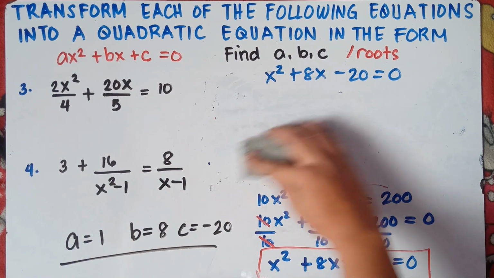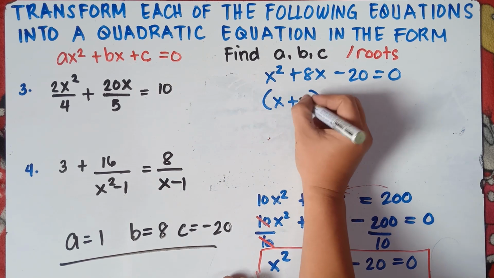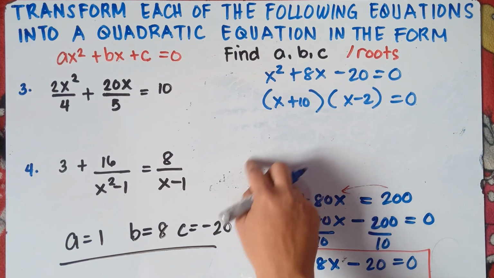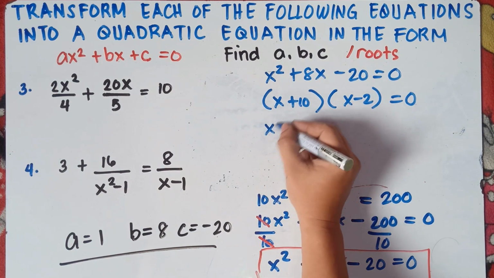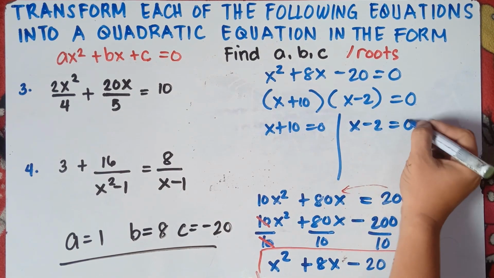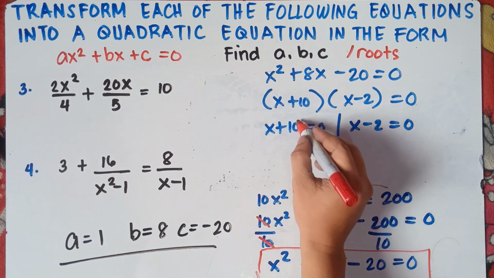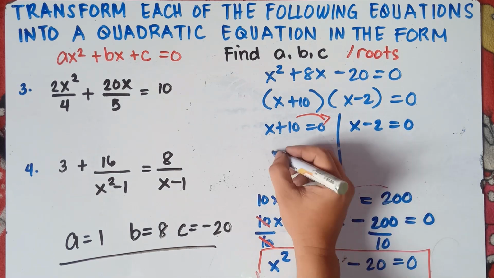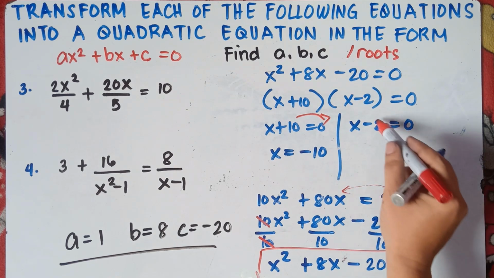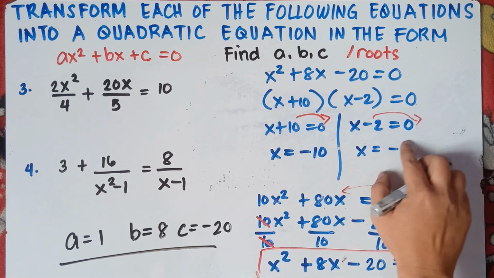Alright, so, once again, class, this is factoring. I hope you remember this one. So, our factors will be x plus 10 and x minus 2 equals 0. And then, to find the roots, you equate this one to 0. So, it will be x plus 10 equals 0. The other one, x minus 2 equals 0. And then, to get the value of x, you transpose 10 from left to right. This is positive. It will be negative. X equals negative 10. Same with 2. You transpose. This is negative. It will be positive. X equals positive 2.